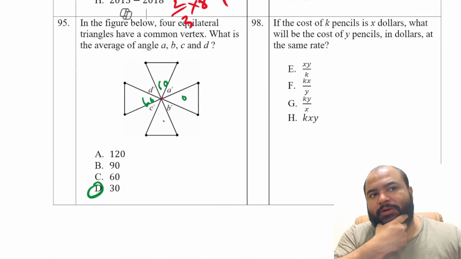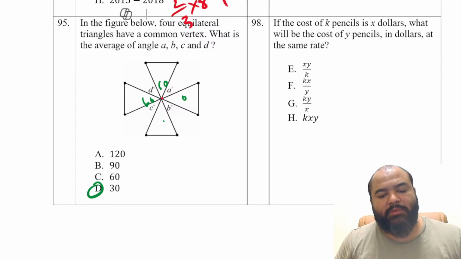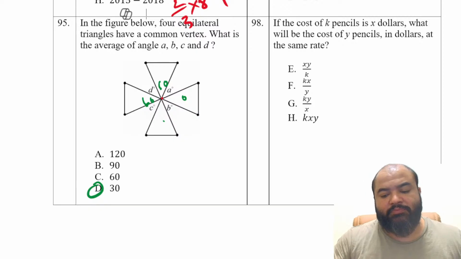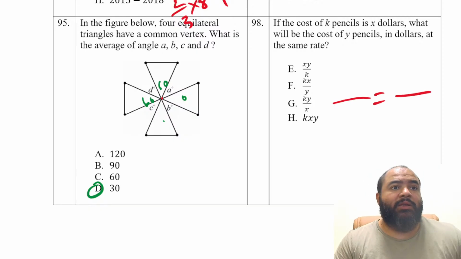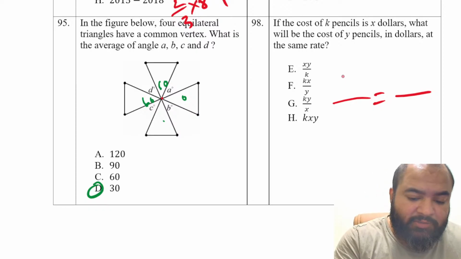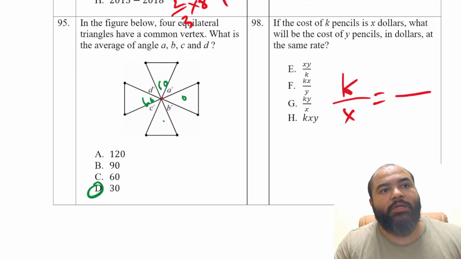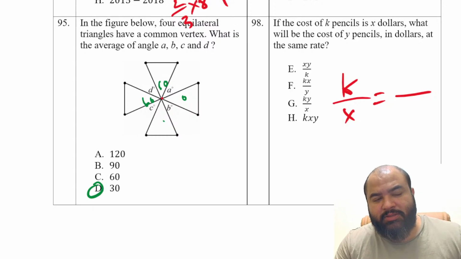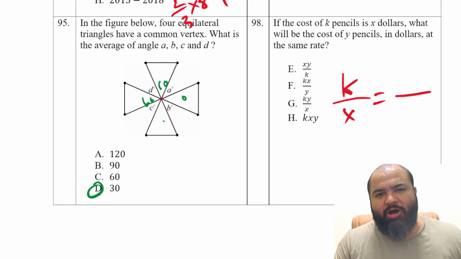For 98, what can you do? I want to do this one. Can we do a proportion? Like set up a proportion like this. K pencils, X dollars. So K over X. What will be the cost of Y pencils? Well, by the way, which one was the cost, the K or X?